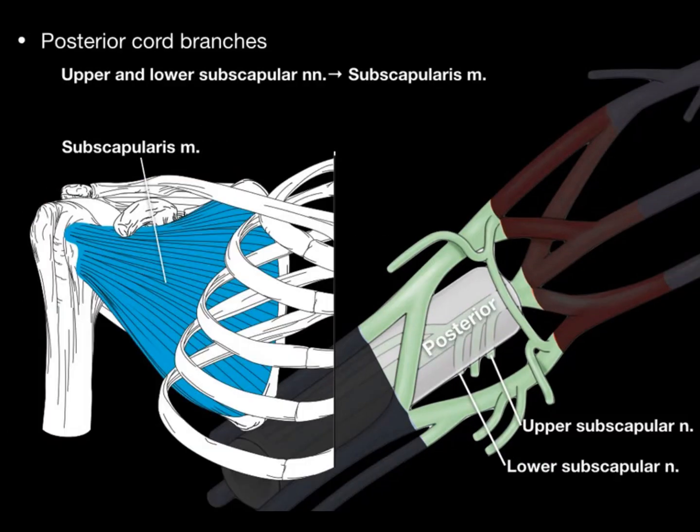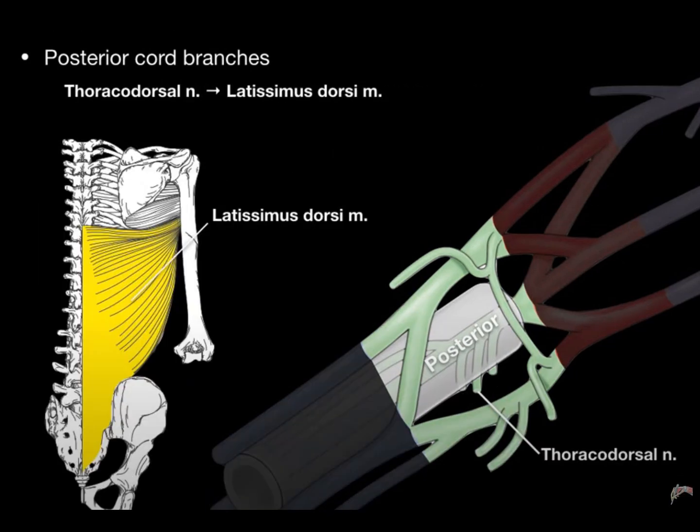The posterior cord branches are the upper and lower subscapular nerves. These 2 branches innervate the subscapularis muscle and teres major muscle. The third branch of the posterior cord is the thoracodorsal nerve, which travels with the thoracodorsal vessels on the lateral side of the scapula and innervates the latissimus dorsi.